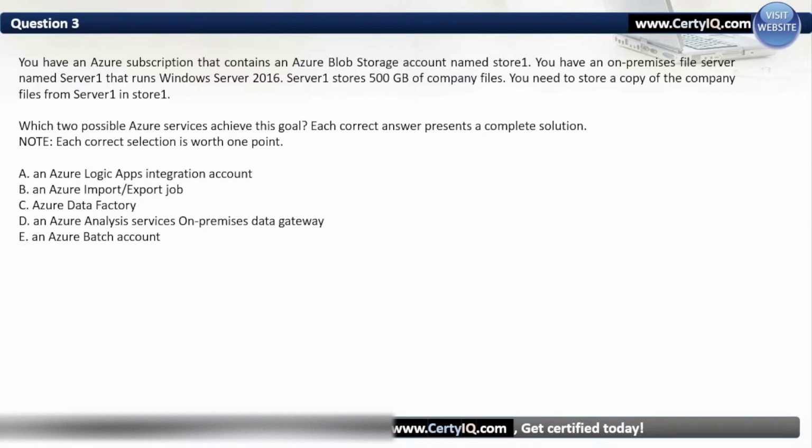Question 3. You have an Azure subscription that contains an Azure Blob Storage account named Store1. You have an on-premises file server named Server1 that runs Windows Server 2016. Server1 stores 500 GB of company files. You need to store a copy of the company files from Server1 in Store1. Which two possible Azure services achieve this goal? Each correct answer presents a complete solution. Note, each correct selection is worth 1 point.